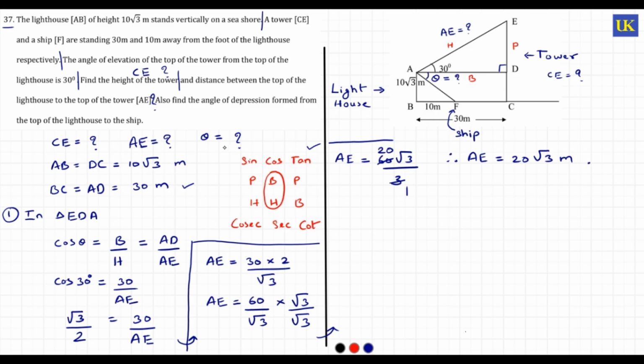Now we will find out CE and theta. One part is over, now we have to find the next. See guys, if you see here, we already know that the CD distance is how much? 10 root 3. So we have to find out how much is DE. If we find DE, and if we add CD here, which is 10 root 3, we will get the complete CE part. That is what I will be doing.